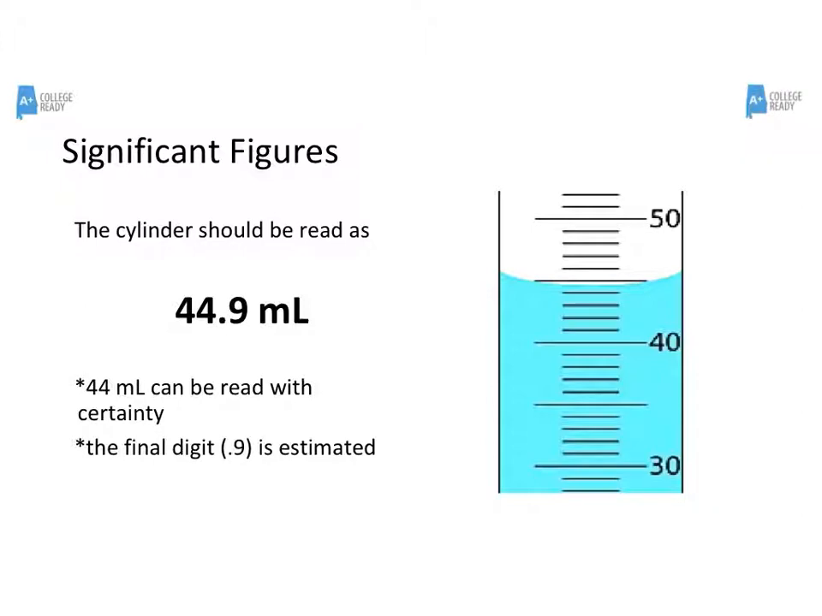For example, this cylinder should be read as 44.9 mLs. We can read up to 44 mLs with certainty because the graduated cylinder is marked out in units of 1. But that last digit, this digit, is an estimated digit. The cylinder is not graduated into tenths, and so we have to make a guess. We have to make an estimate about this digit.